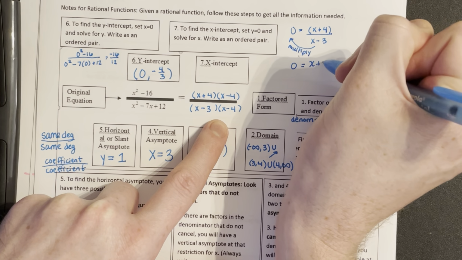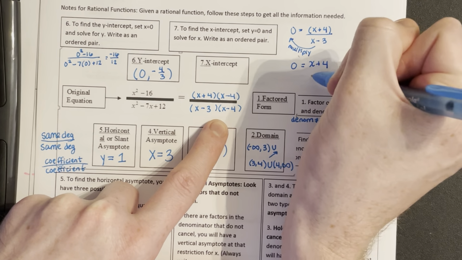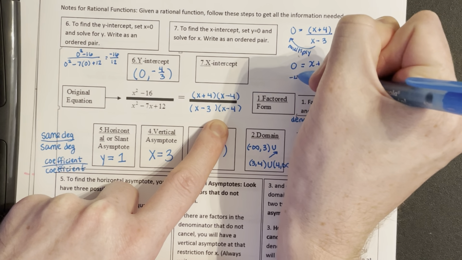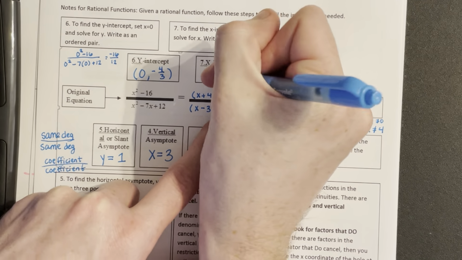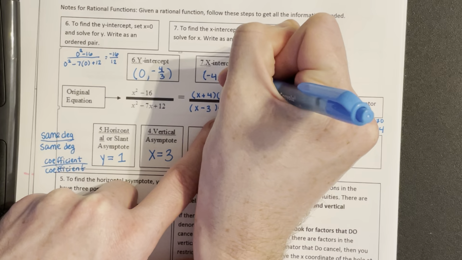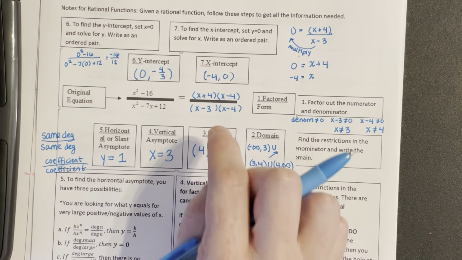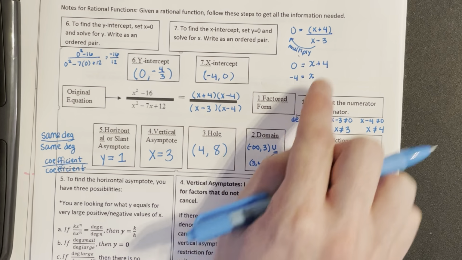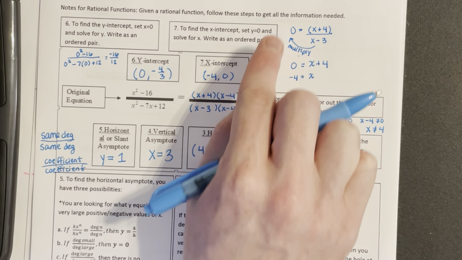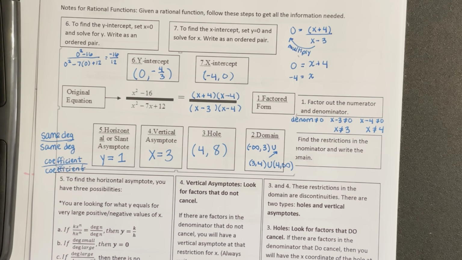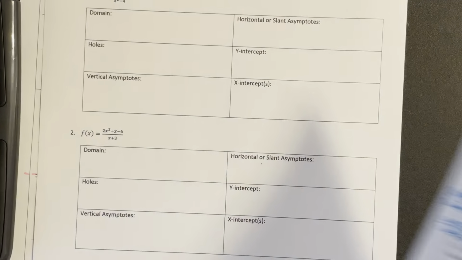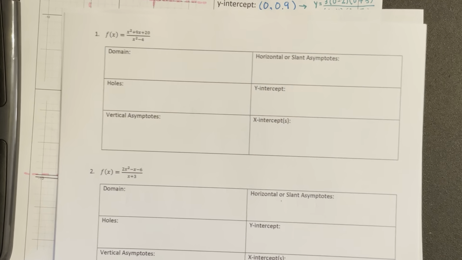So I have x plus 4 equals 0. Solve that out, I get negative 4. There's our x-intercept. It's at negative 4, 0. We will really only need the numerator because when you multiply the denominator up, it's automatically going to still be 0. Okay, so let's look at a few examples of this whole process.